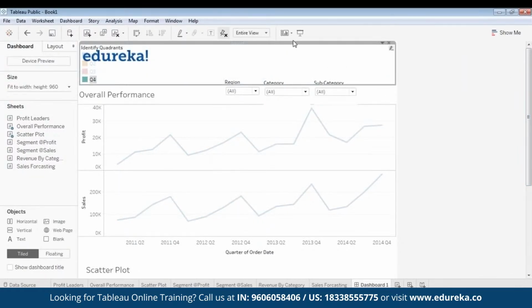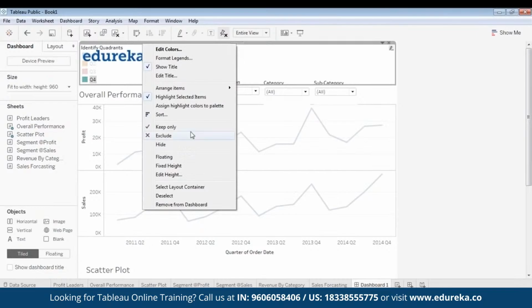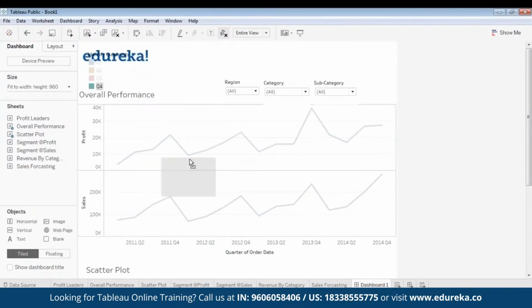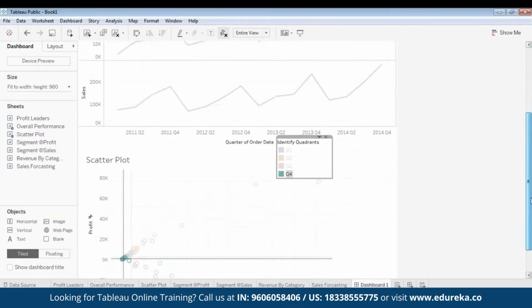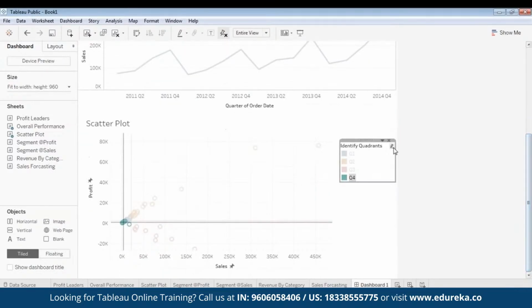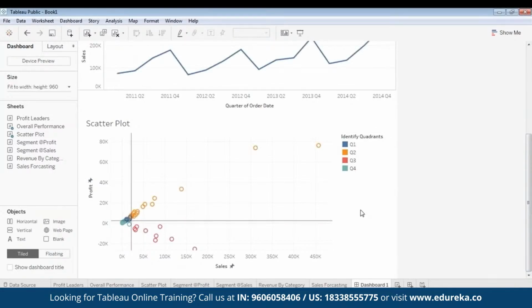Now my quadrant is there on the top. I will make it floating. I will scroll it down. The best place to put this quadrant would be here. Okay. So my quadrant is there. Let me put the region as well, right?